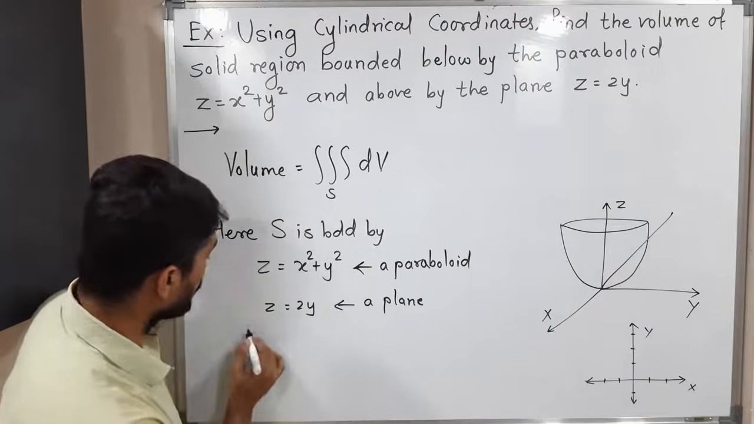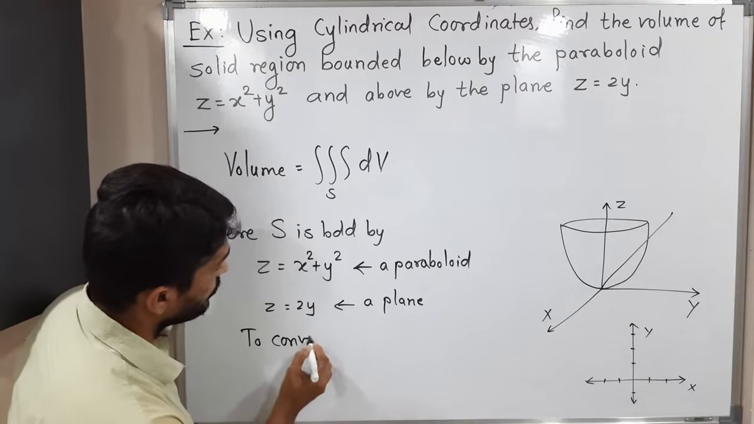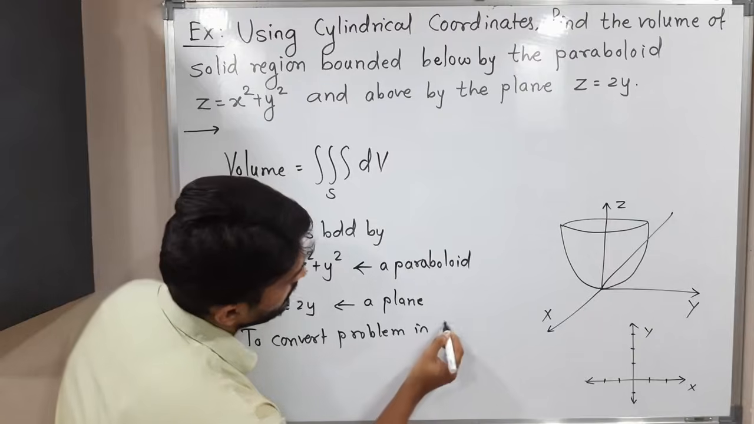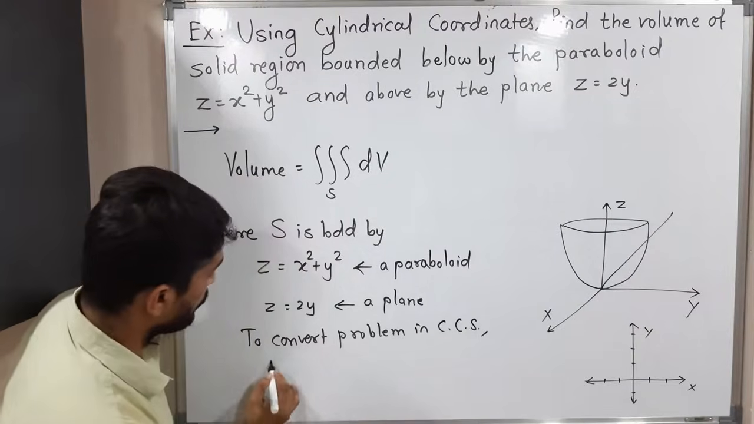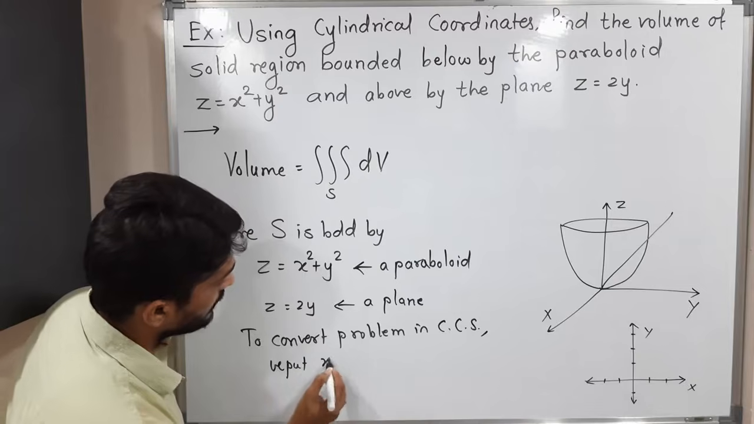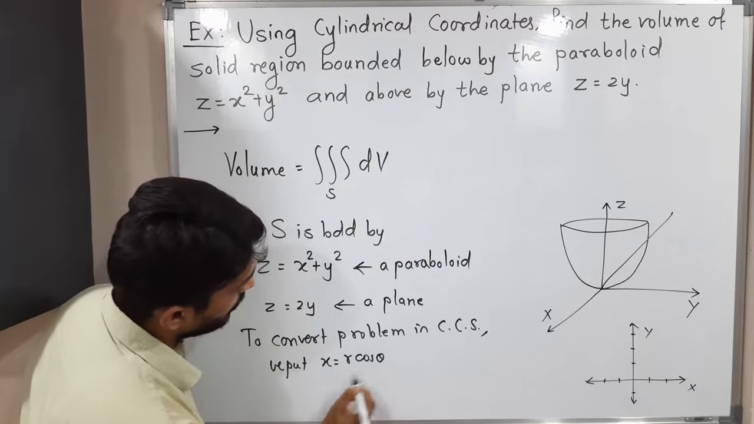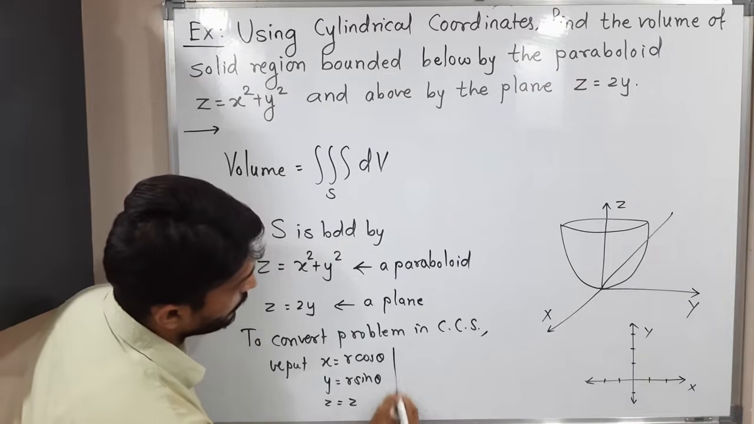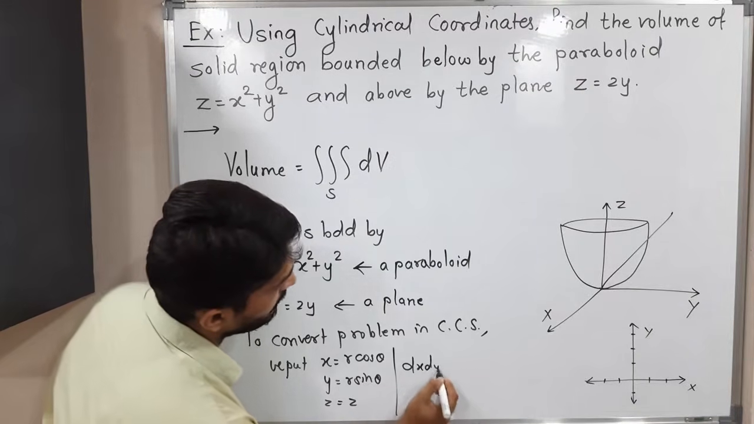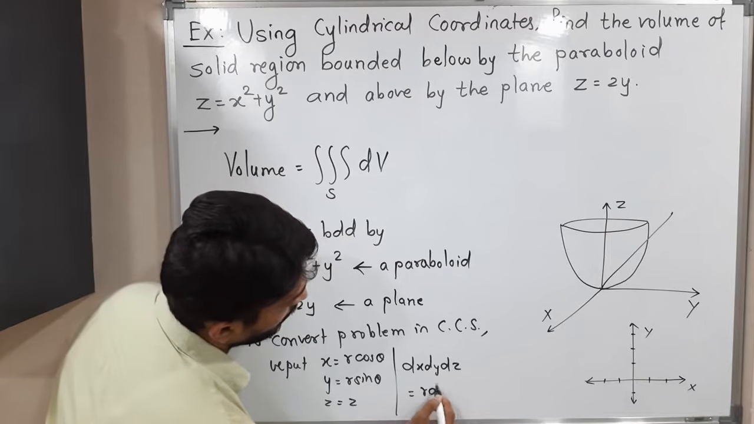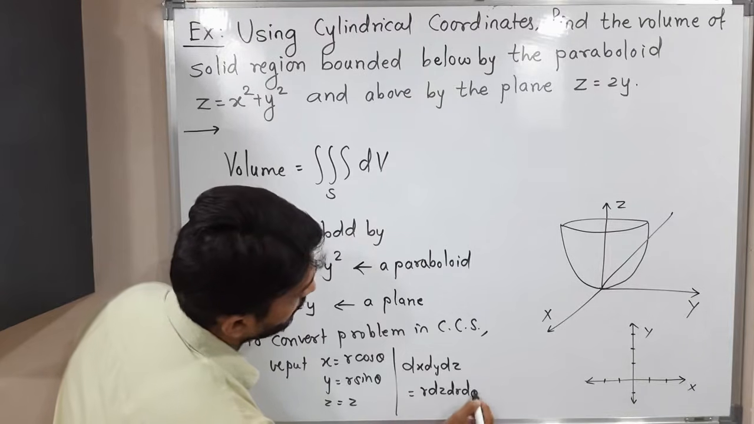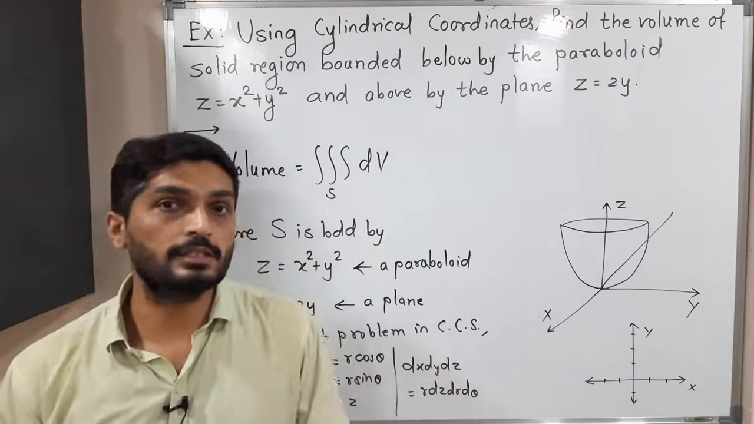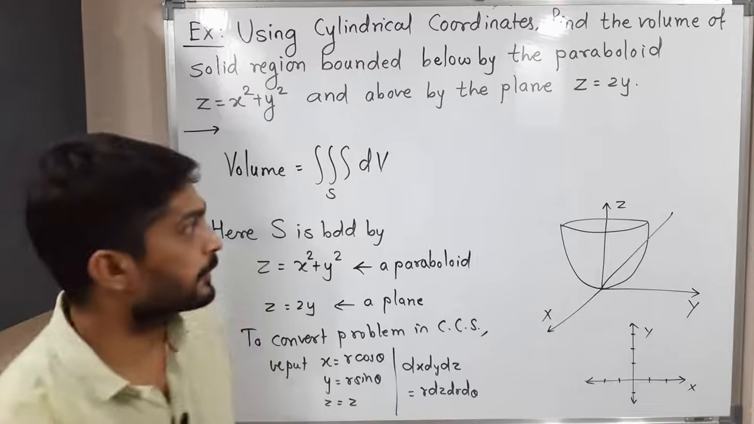To convert the problem to the cylindrical coordinate system, we put x equal to r cos theta, y equal to r sin theta, and z equal to z. You know that then the value of dx, dy, dz will be r dz dr d theta. After substitution, our first task is to convert all equations to the cylindrical coordinate system. Let us start.